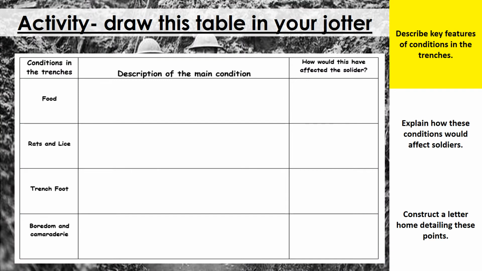So your first activity for today, in your jotters, what I'd like you to do is to draw this table in your jotter. So you have conditions in the trenches, so down the left hand side you've got food, rats and lice, trench foot and boredom and camaraderie. In the middle part you've got description of the main conditions, so I'm going to explain how we're going to fill this out, but you're looking to describe the main condition and then how would this have affected the soldier. So think about how this condition would have affected the soldiers at this time. So if you want to pause the video at this point just to sketch this table in your jotter. I'd take a whole page in your jotter for this.